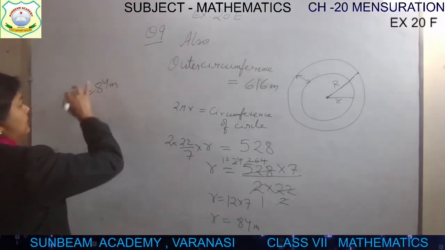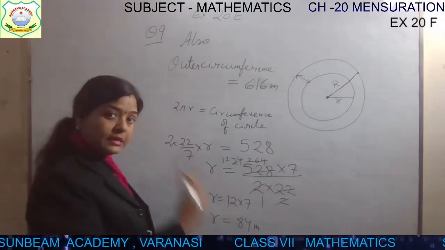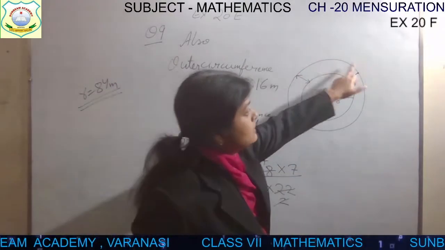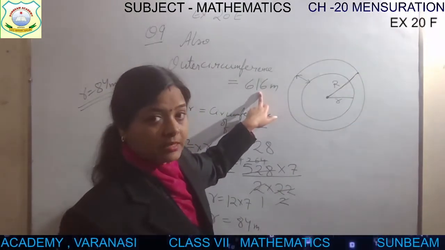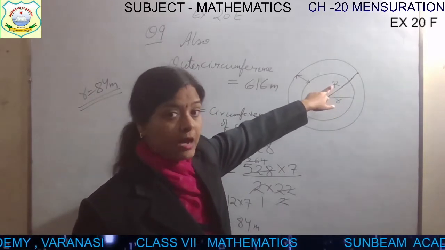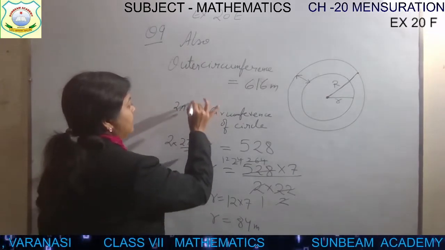Keep it on one side. इसको एक तरफ लिखिए आप. And now the radius of the next circle, that is outer circle का radius हम निकाल रहे हैं. This is the outer circle. The circumference is 616 meter. So we can find the radius of the outer circle, that is capital R. Now this will be 2 pi capital R.